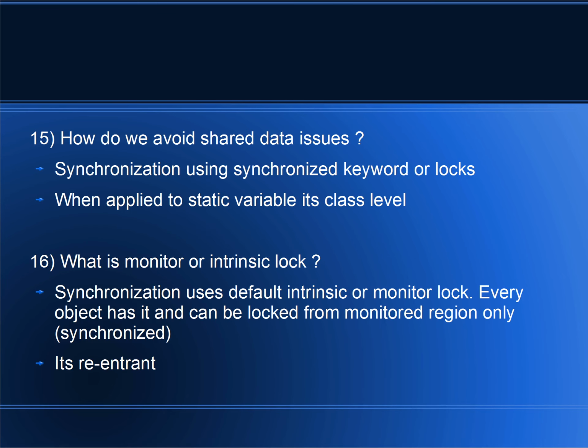How do we avoid shared data issues? In Java, we have synchronized keyword as well as locks, which can be used for synchronization. The synchronized keyword can be used with methods or it can be used to create synchronized blocks. The synchronized keyword can be applied to a variable. So, how it works is that it acquires lock on that object before entering the synchronized code, and after exiting from the synchronized code, the lock on that object is released. This is how synchronization works in a synchronized block.